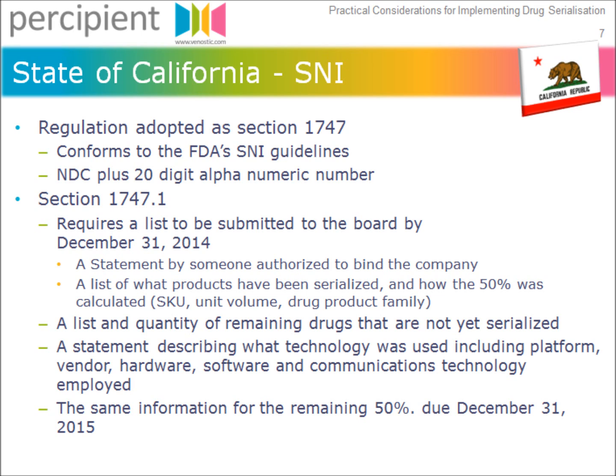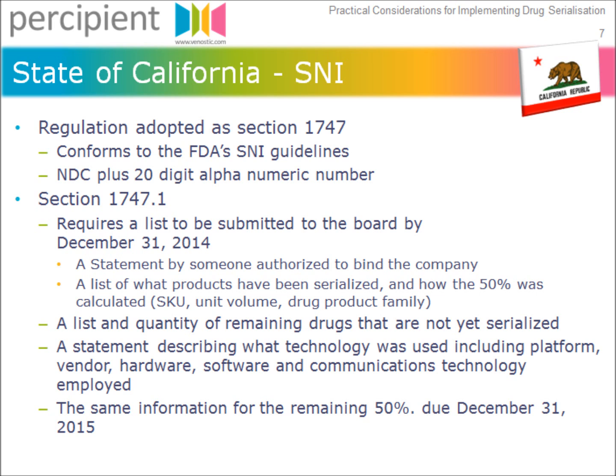So a lot of information will need to be provided there. And then 12 months later, you'll have to essentially provide the same information saying how you've serialised and put into pedigrees. The other 50%, sorry, you spotted the typo there. That should be 50%, not 5, which is due by the end of 2015.